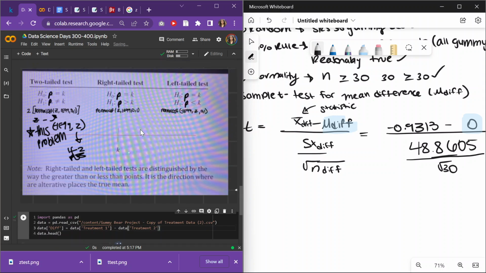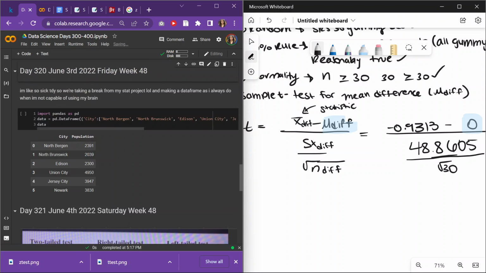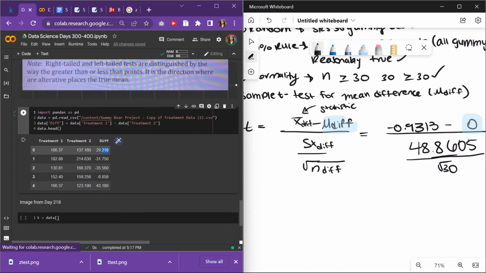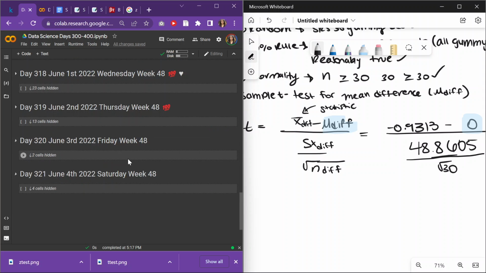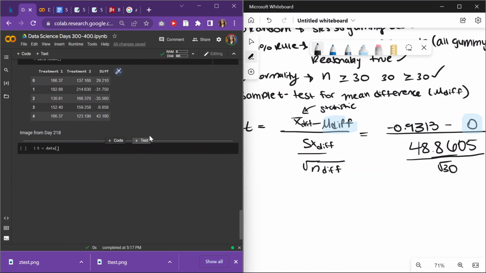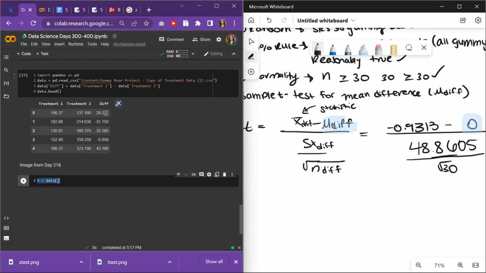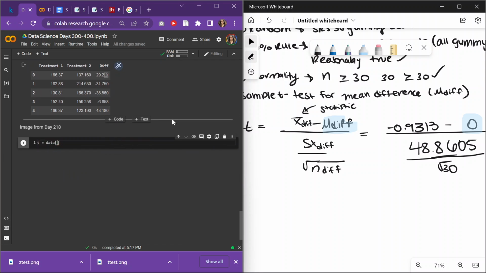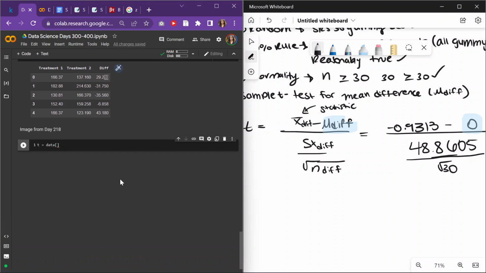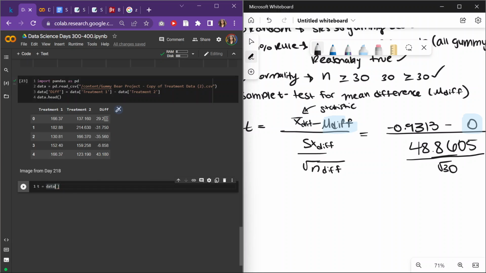Let me make sure that is the same. 29, negative 31. Okay, perfect, it's the same. So T is equal to X, the average difference for the statistic, which is just data.diff.mean, minus the mu difference, which is just 0.